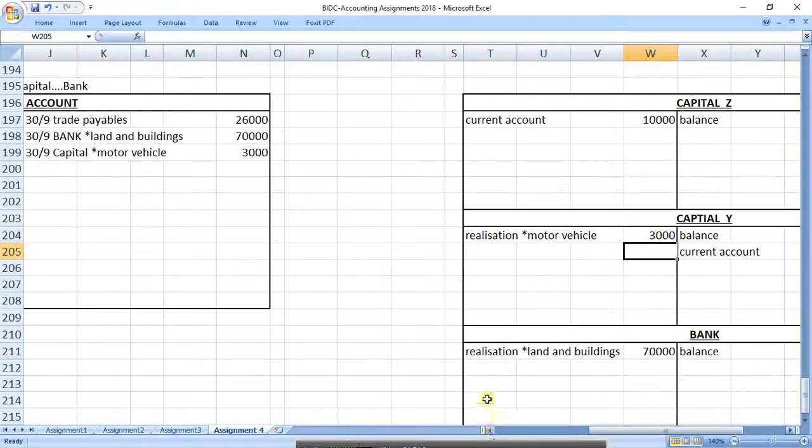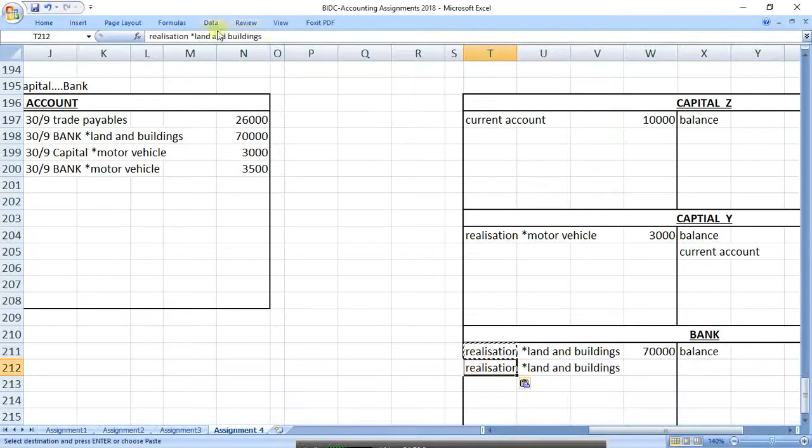Okay, so if the other one was sold, bank is going to go up. Okay, so bank, because of the sale, motor vehicles. Okay, the motor vehicle was sold for how much? 3.5. Okay, so then you would have debited this account, and this would have been because of the vehicle that you sold. 3.5. Okay, next.